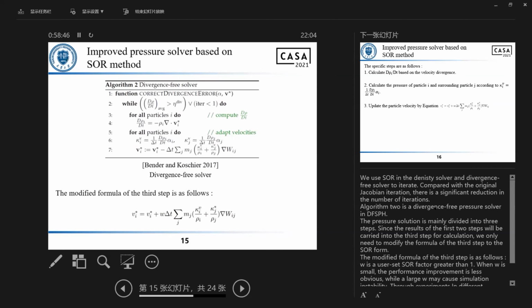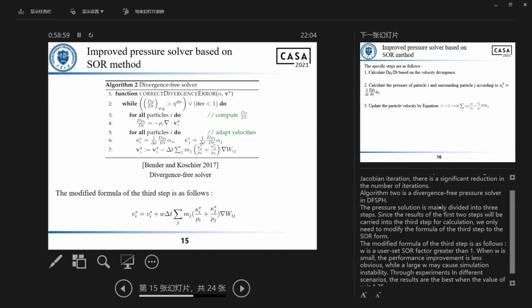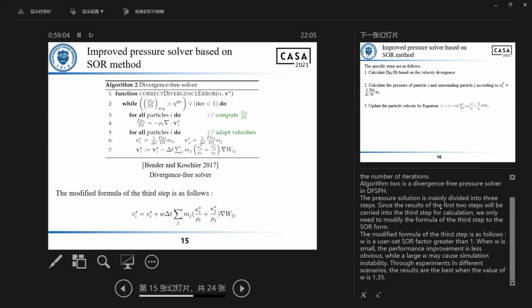Next, we use SOR in the density solver and divergence-free solver to iterate. Compared with the original Jacobi iteration, there is a significant reduction in the number of iterations. Algorithm 2 is a divergence-free pressure solver in DFSPH. The pressure solution is mainly divided into 3 steps, since the results of the first 2 steps will be carried into the 3rd step for calculation. We only need to modify the formula of the 3rd step to the SOR form. The modified formula of the 3rd step is as follows.